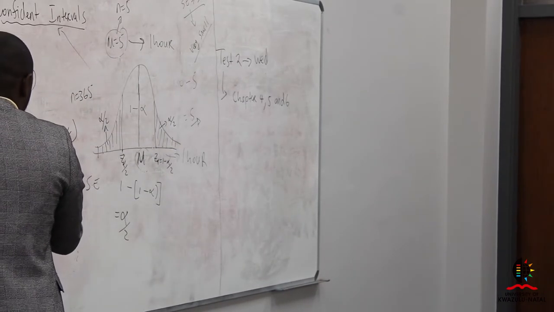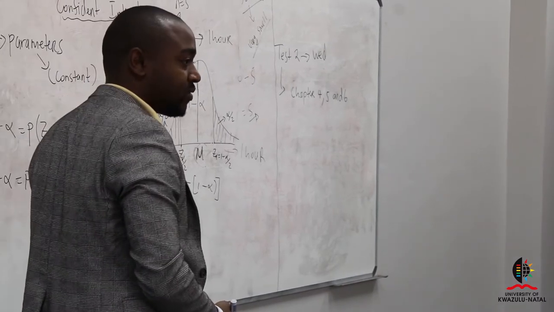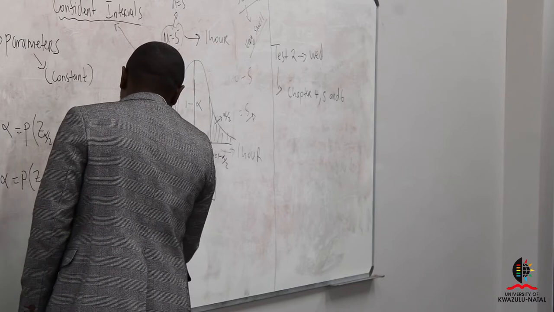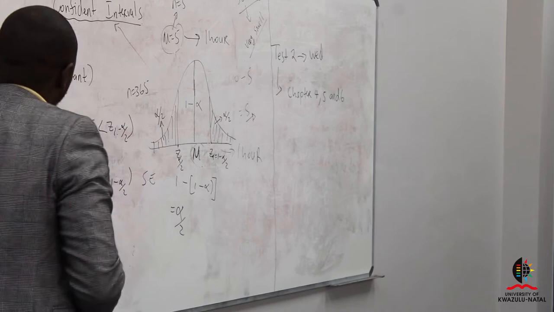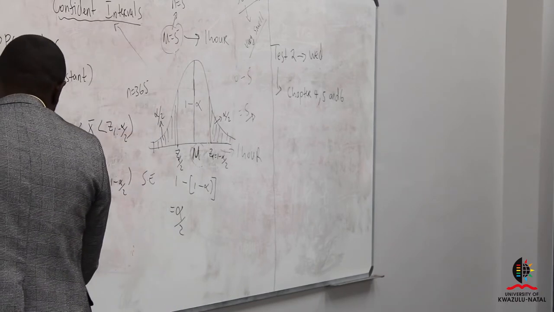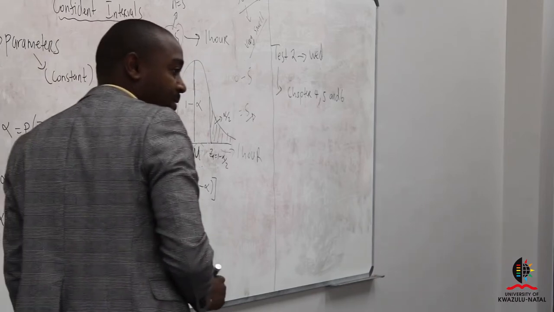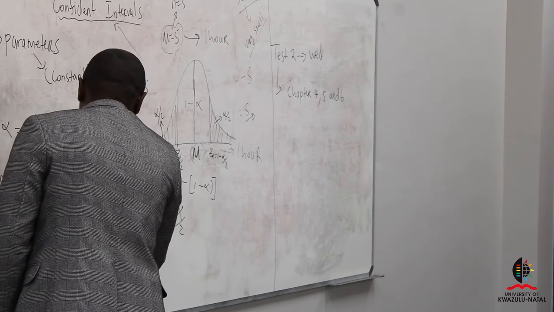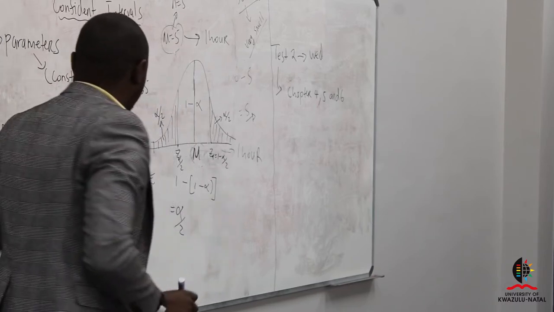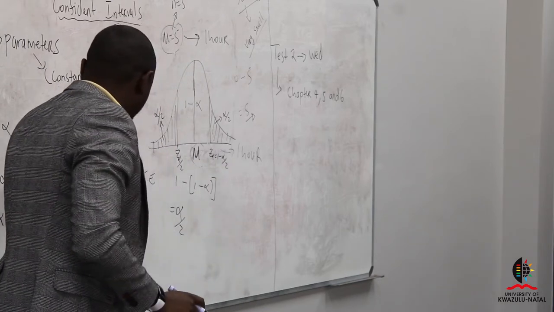You say x bar minus mu, divided by the standard error, right? So your z 1 minus alpha by 2. What are you interested in? Make this the subject of the formula. So you've got 1 minus alpha is equal to the probability of z alpha by 2 times square root of n. You're left with x bar minus mu, z 1 minus alpha by 2 times square root of n. I multiplied both sides with this standard error, right? But you're interested in this x bar.